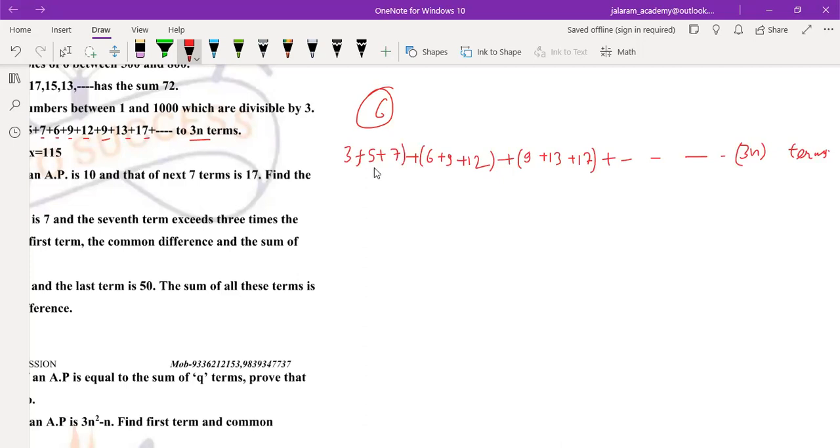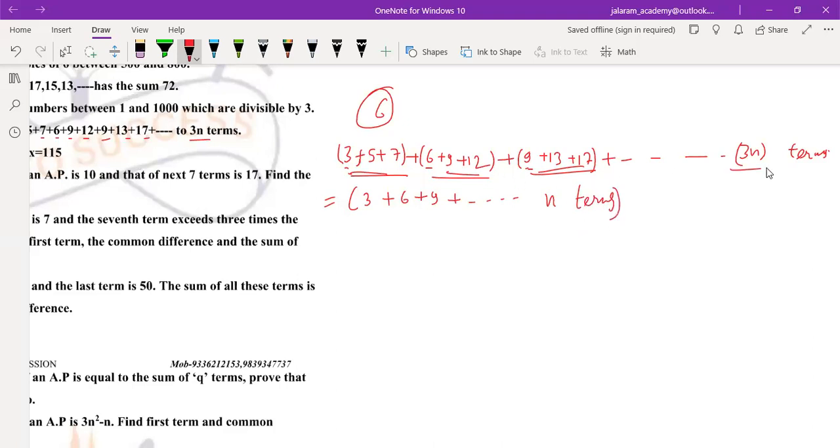Write them inside the bracket. Okay. Now, take the first term: 3 plus 6 plus 9. Is it an AP or not? Yes, sir. And if we take the first terms of all the trios, trios meaning 3 numbers, if we write the whole series in groups of 3, 3, 3, 3, and take the first terms of each group as the first series, there will be n terms.